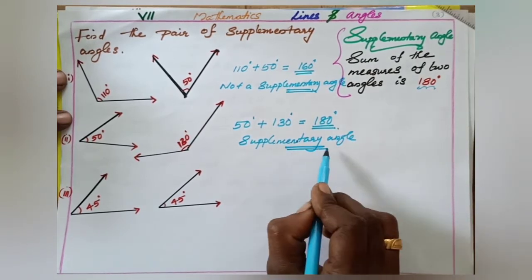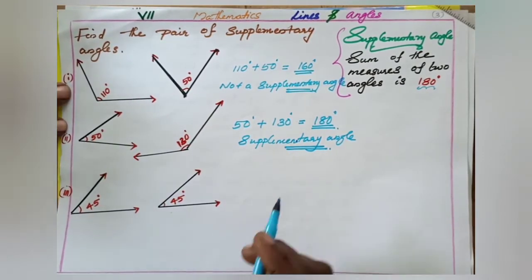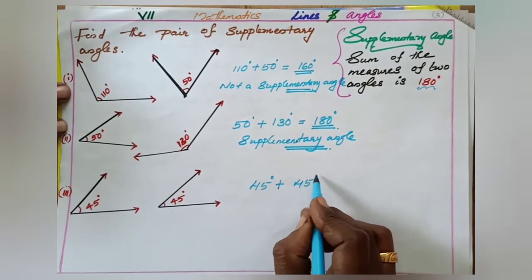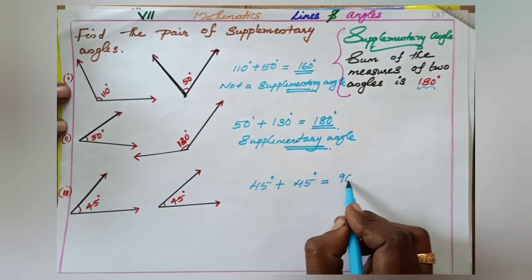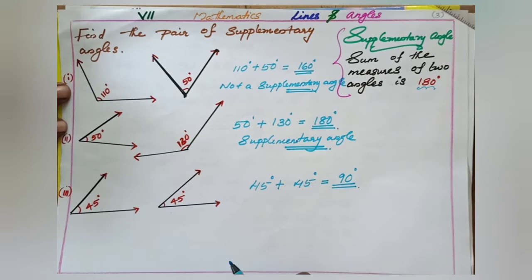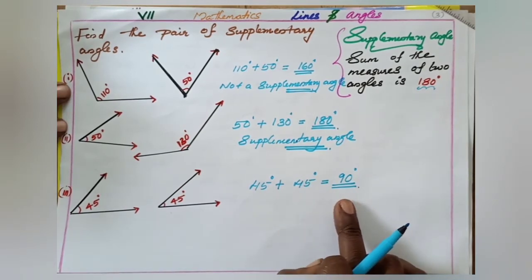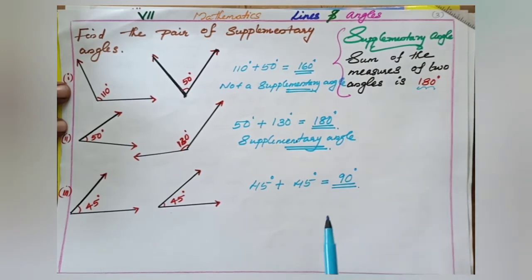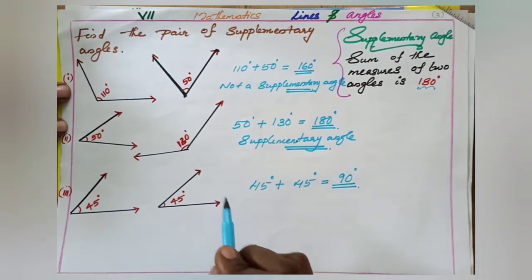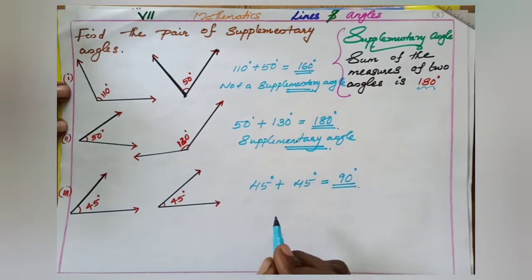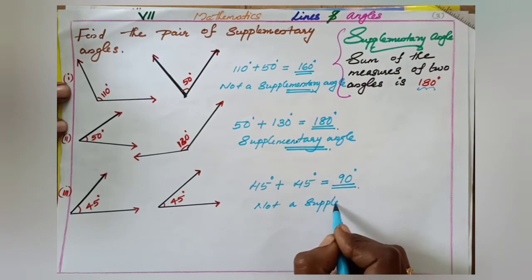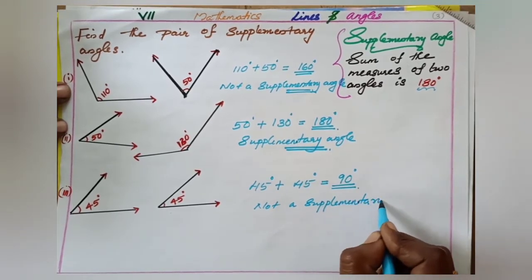Then the last pair, 45 degree plus 45 degree. 45 plus 45 is 90 degree. See, the sum is 90 degree. They are not supplementary angles. If the sum of a pair of angles is 90 degree, they are complementary angles. So here the question asks for the pair of supplementary angles, and these are not supplementary angles. Okay, understood all of you?